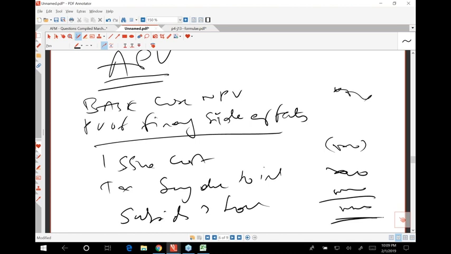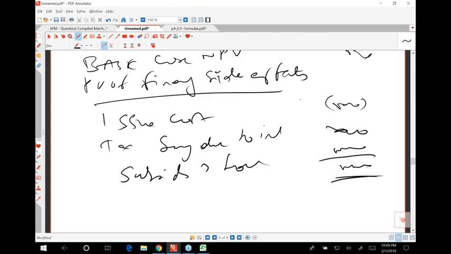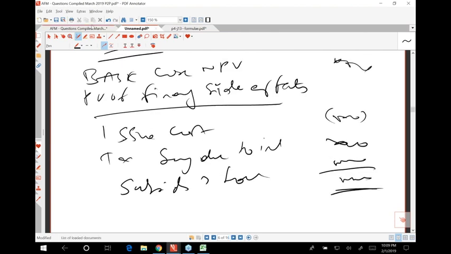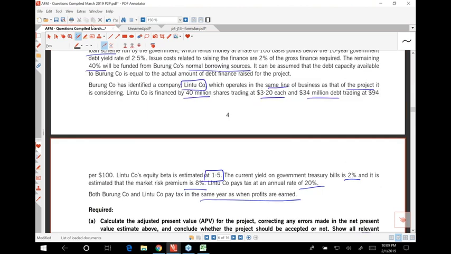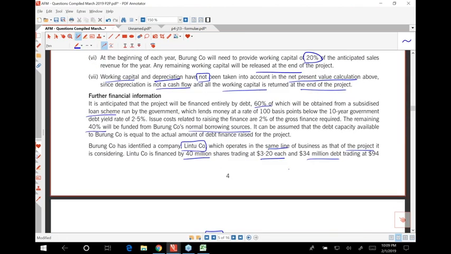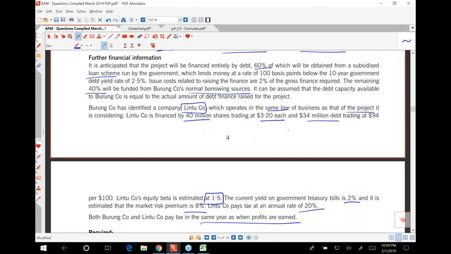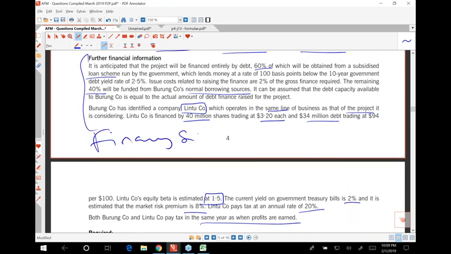Okay, now what I would want you people to do is attempt this question and try to calculate the financing side effects of this question. You can take 5 minutes and calculate the financing side effects.